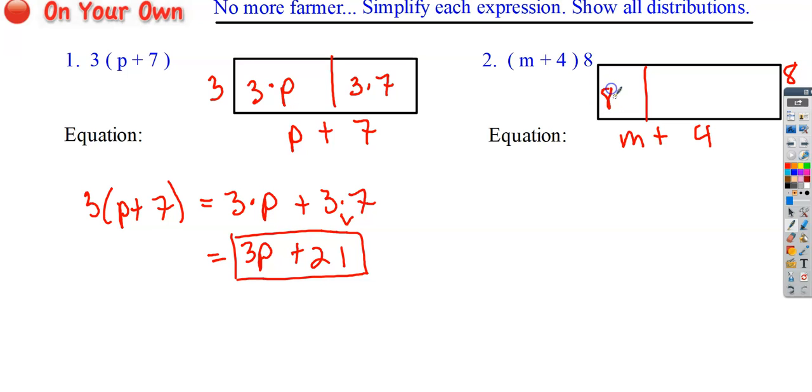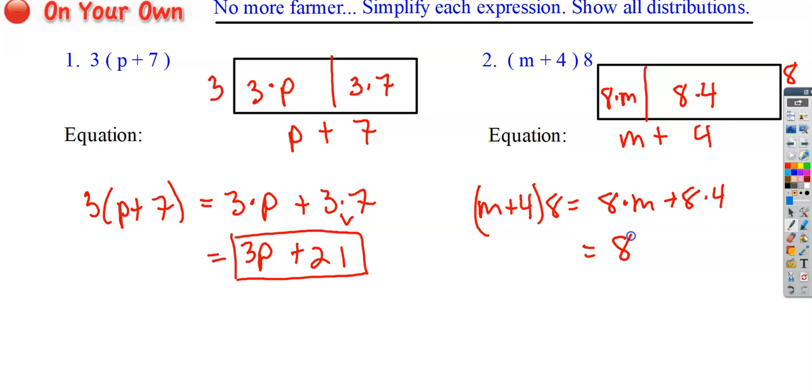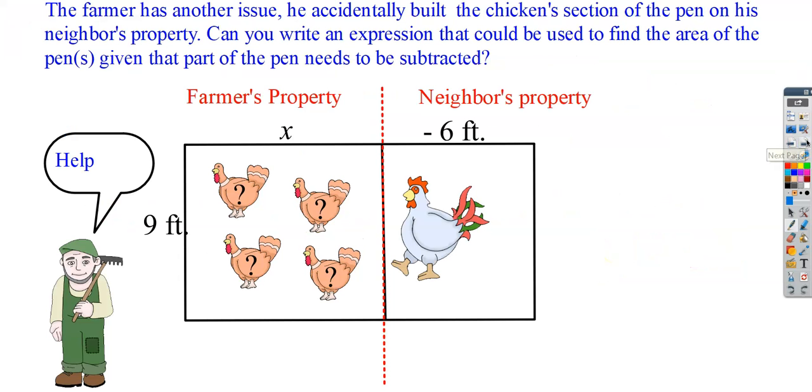And it's better to have 8 as a coefficient. It's better to put the number first, the multiplier, and then the variable. So I'm going to do that in the same order. So here's my equation. M plus 4 times 8 is equivalent to 8 times M plus 8 times 4. That equals 8M plus 32. First two, easy, right? Okay, next.